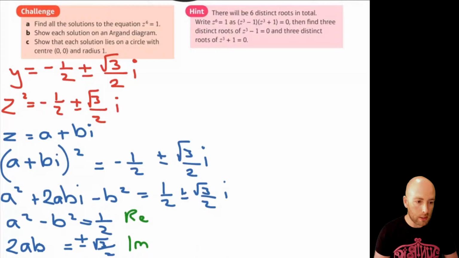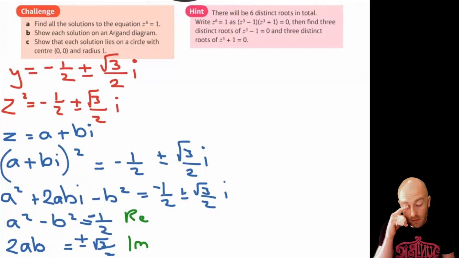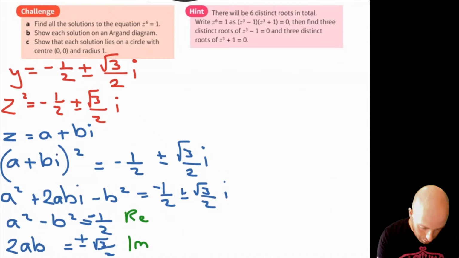Minus a half, yep, good. Thanks, Roddy. We need to try and solve both of those simultaneously. So if I find a or b first, it doesn't really matter. Let's get b in terms of a. So if I make a bit more space up here as well.